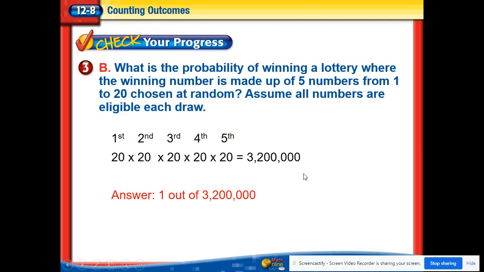What's the probability of winning a lotto when the winning number is made up of 5 numbers from 1 to 20? So we're going to talk about each of the 5 numbers, the first, the second, the third. And how many possibilities are there? Well, there's 20 of them. So it's 20 and 20 and 20 and 20 and 20. Multiply that all together and we get 3,200,000. So we have one possibility out of 3,200,000 in order to win this lottery.